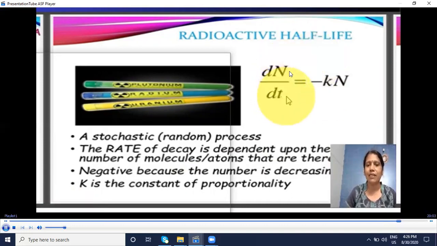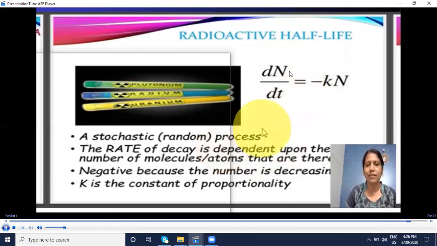Next, it is a random process, that is dn by dt is equal to minus kn, and the rate of decay always depends upon the number of molecules of the radioactive element. If it is 1 gram, in a certain period it becomes half. If it is 2 grams, in a certain period it becomes 1. Like that, it reduces into half. It is negative because the number is decreasing, and k is the constant of proportionality.